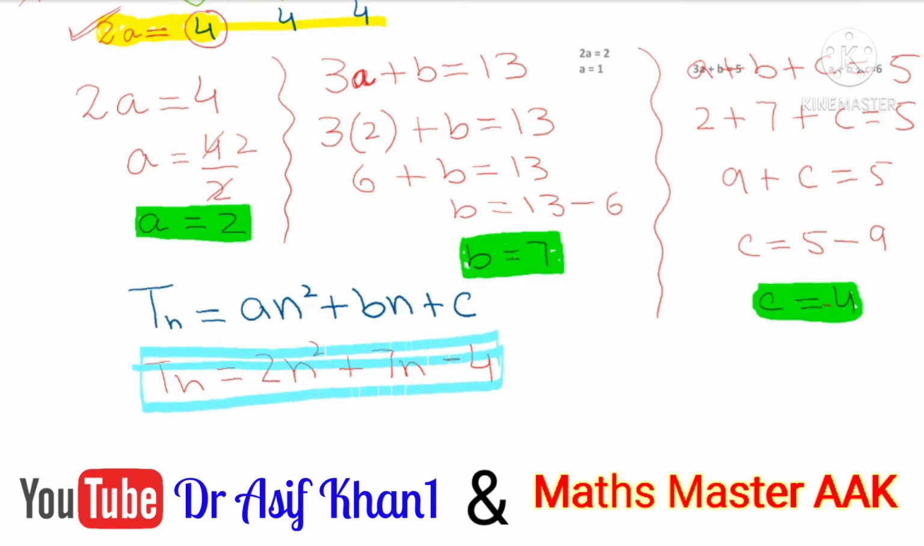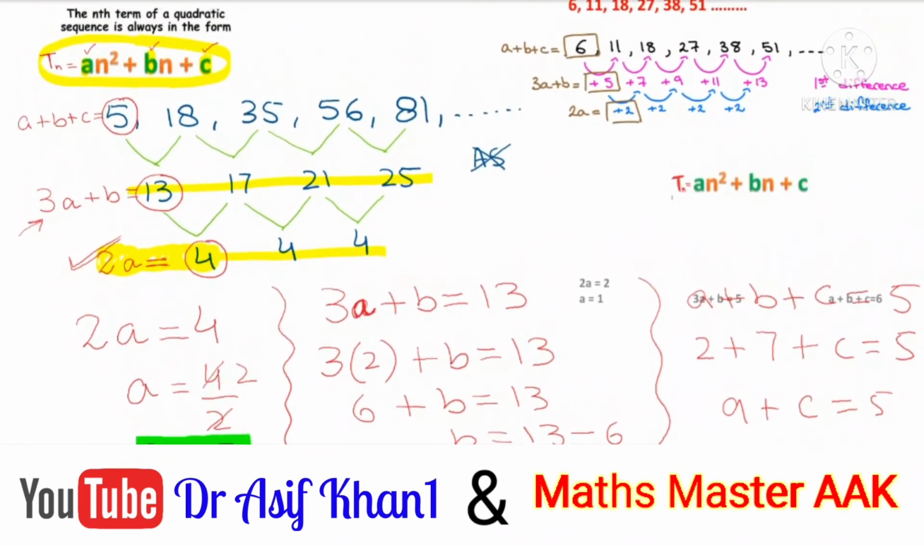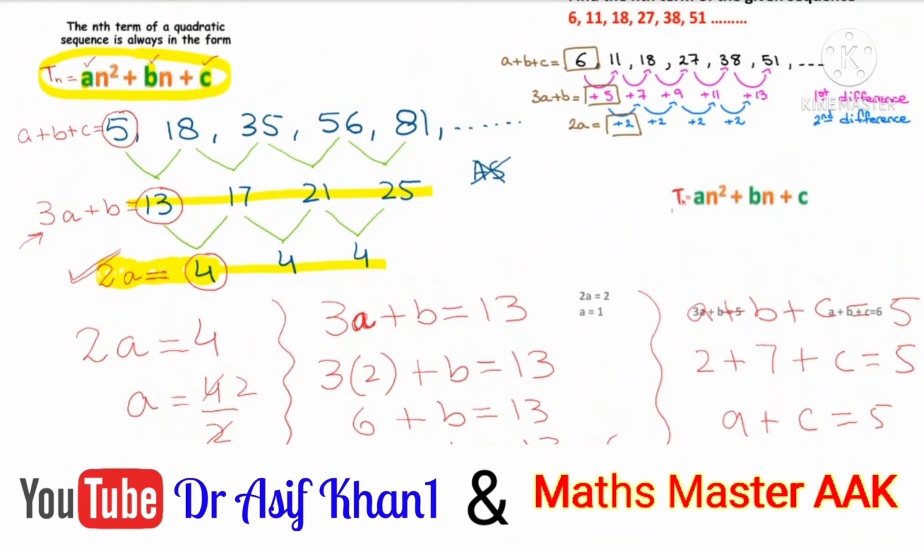How can you check? You can check also. Substitute n is equal to 1. When you put n is equal to 1, you will find the first term. When you put n is equal to 2, you will find the second term. And when you put n is equal to 3, you can find the third term. So this one is our required nth term formula for this given quadratic sequence.